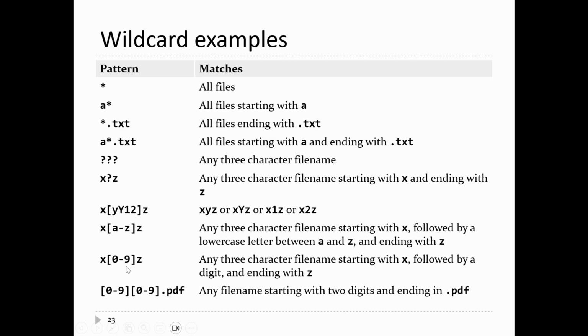0 through 9 are the digits 0 through 9. So this will match X0Z, X1Z, up to X9Z. And if you've got a bunch of files in your directory named as some number of digits followed by an extension, those are easy to match. Imagine you have a PDF document and you split it up into individual pages. It's not uncommon to save the pages as 01.pdf, 02.pdf, and so on. If you want to list all those files, [0-9][0-9].pdf will do it for you.